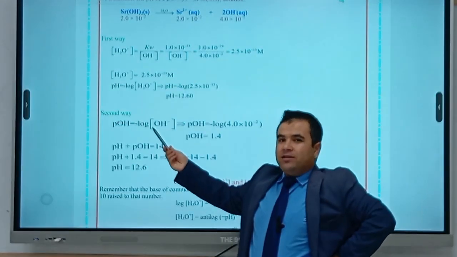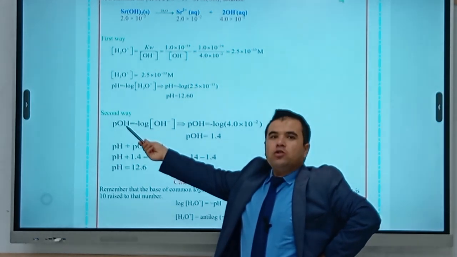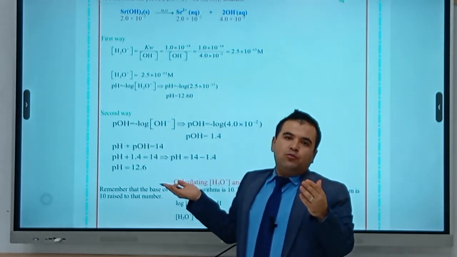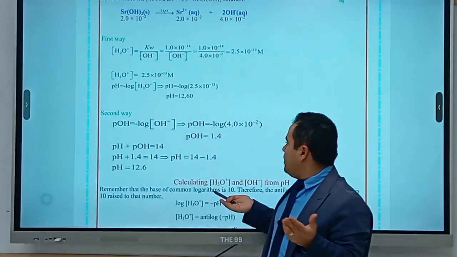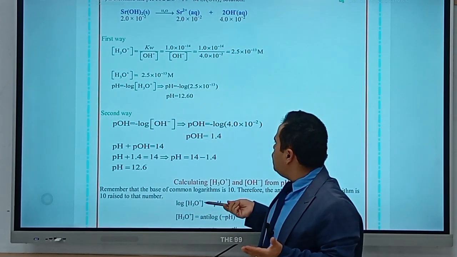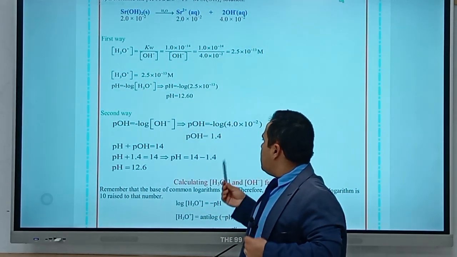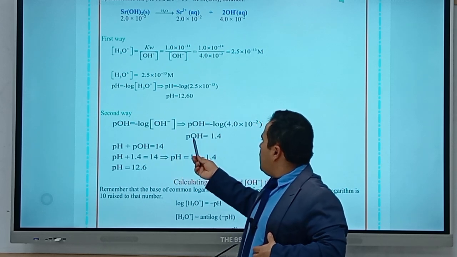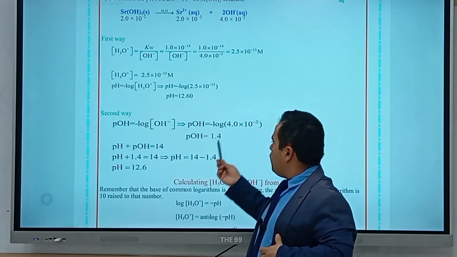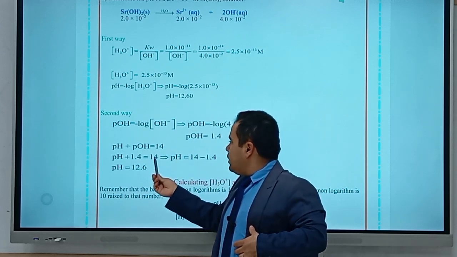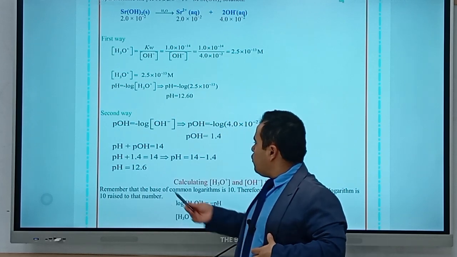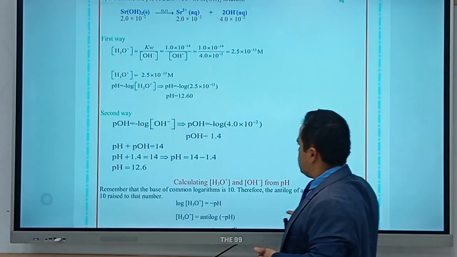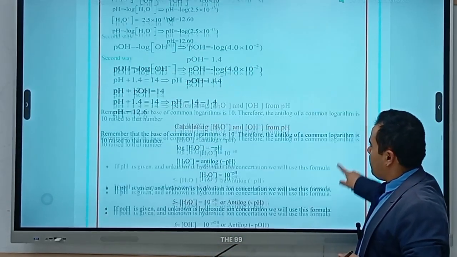from the hydroxide, you can calculate pOH and then subtract the pOH from 14. You will be able to calculate pH. The same value should be resulted in both ways. The pOH is equal to 1.4 from the above, then 14 minus 1.4 is equal to 12.6, which is the pH of the solution.